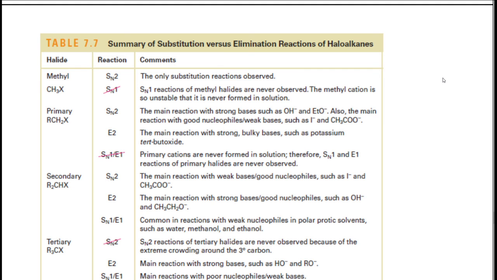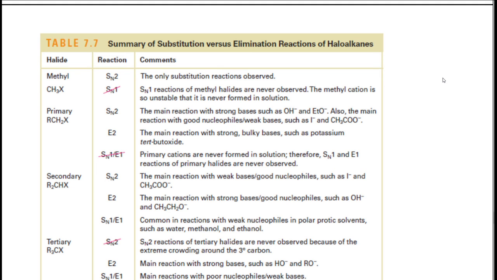All right, so notice also a couple of them are totally crossed out, meaning that those aren't going to happen. In the methyl one, elimination isn't even listed because there's only one carbon, so you can't make a double bond. But SN1 is not possible there because you're not going to form a methyl carbocation. It's just too unstable. Similarly, in the primary substrates, you're not going to do SN1 or E1. You're not going to form carbocation. Primary substrates don't form carbocation.